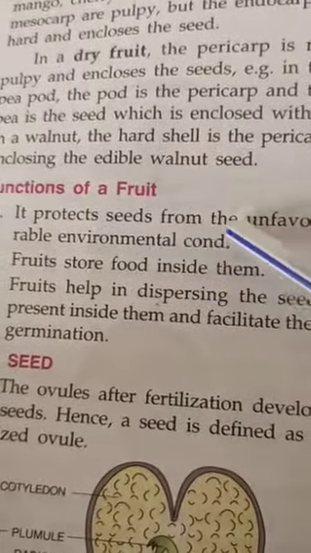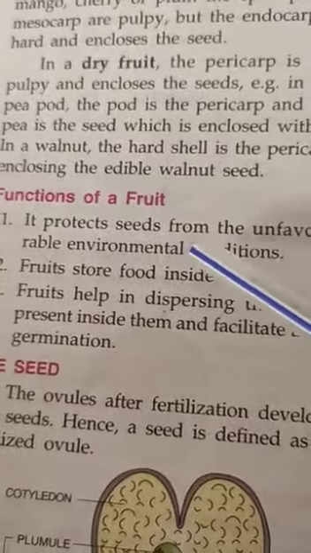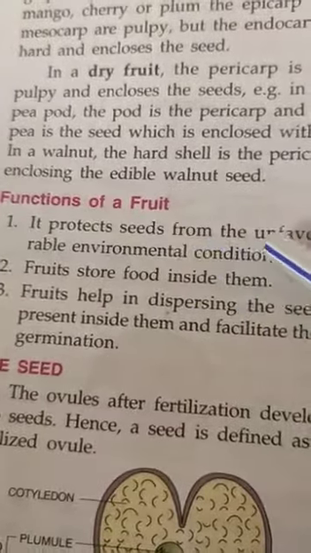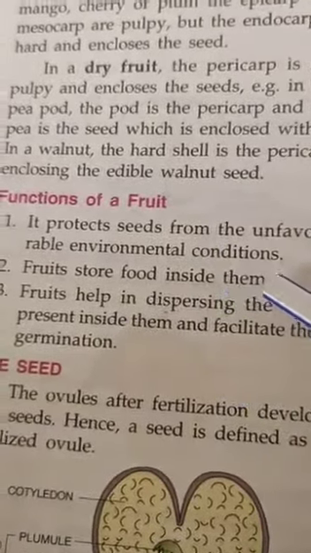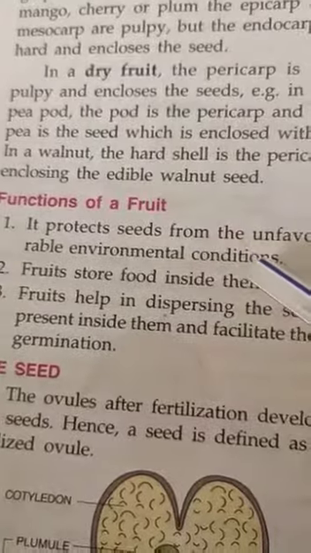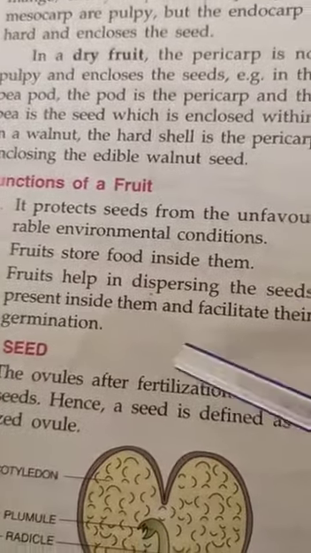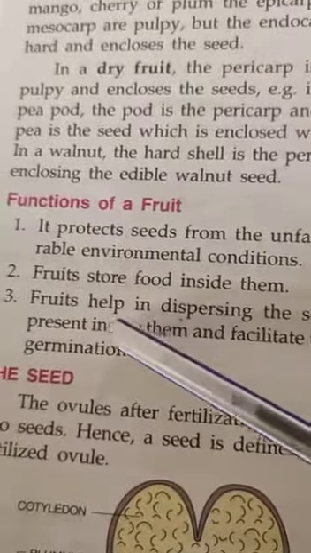Then the function of the fruit. Fruit protects the seed from unfavorable environmental conditions. So the main nature of the fruit is that it protects the seed. Fruit stores the food for the seed inside it. Then fruits help in the dispersal of the seeds present inside and facilitate their germination.